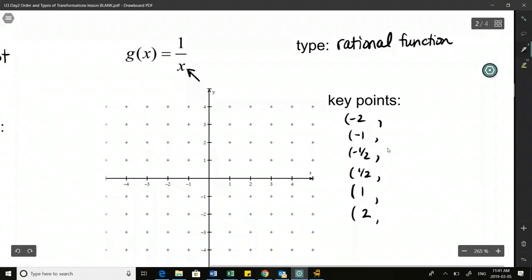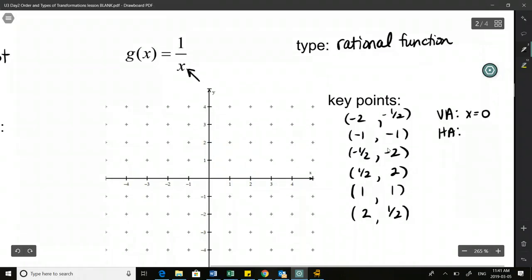But then when we start subbing these in, we get -half, -1. This one gives us -2, which is kind of why we included that half, because it ends up flipping and becoming -2. So that's a good point to have. This one becomes 2, 1, and half. This one also has a vertical asymptote along the line x equals 0 and a horizontal asymptote along the line y equals 0.